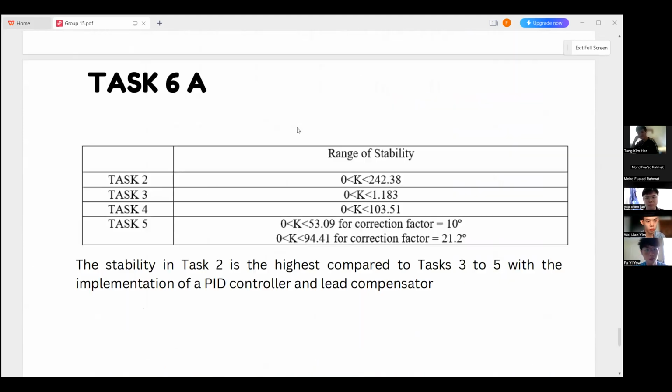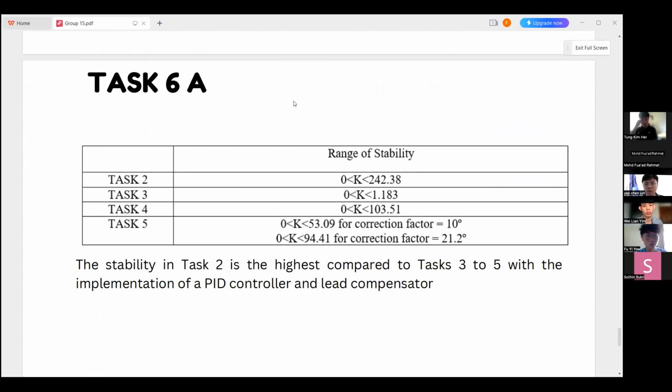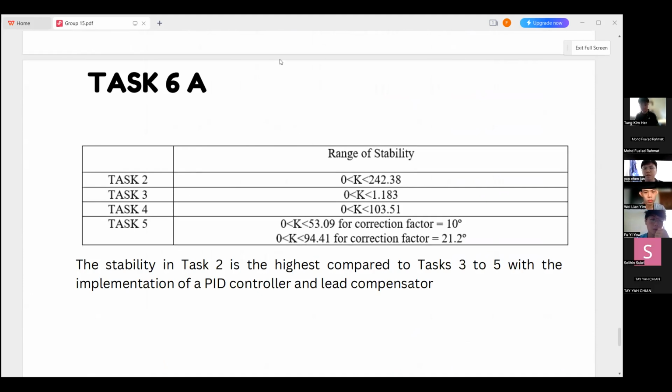The system in task 2 has different stability compared to the others. This is because the implementation of the PID controller and lead compensator has caused changes in gain margin. The change in stability depends on the gain or the zeros and poles of the compensator system.